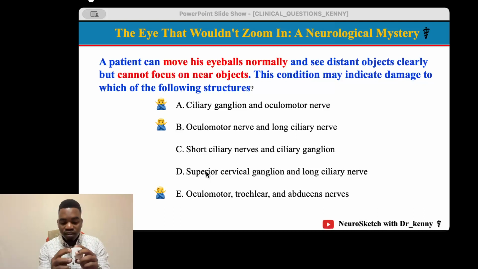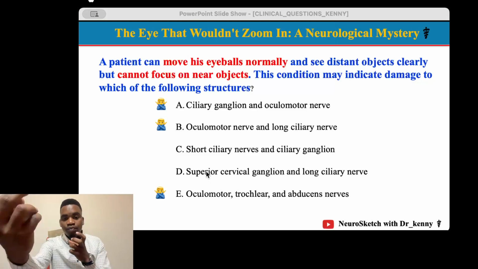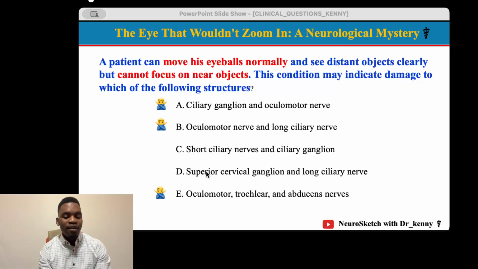So when you want to see an object which is close to you, you don't need to dilate your pupil, because the object is here, so I can see it clearly. So the pupil will constrict so as to focus on something that is near to you. But if you want to look at something that is distant, far away from you, you need to dilate your pupil to get enough light going through your eye.